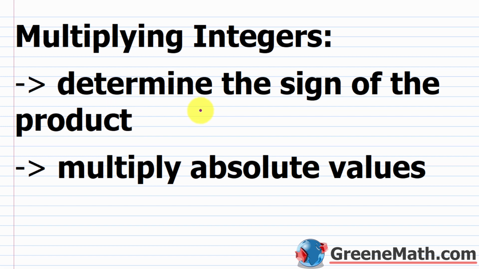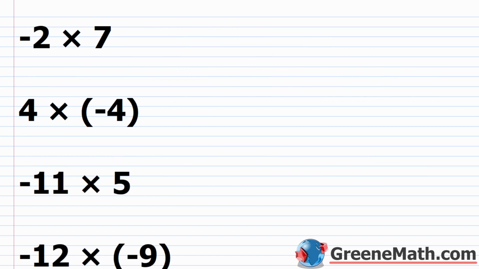So once you figure out what the sign is, you just want to multiply the absolute values. So it's really, really quick. So let's come through here and just blow through some of these problems. You have a -2 times 7.